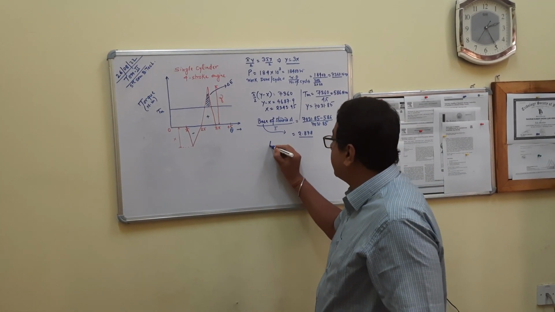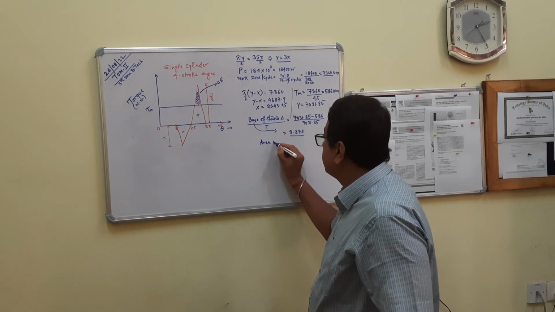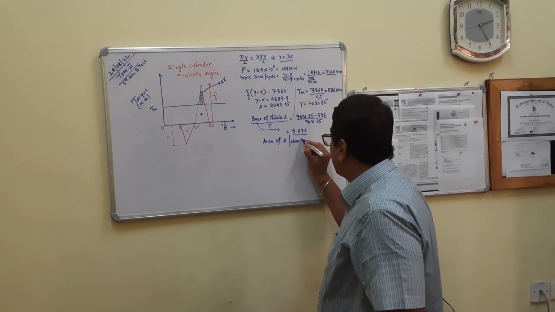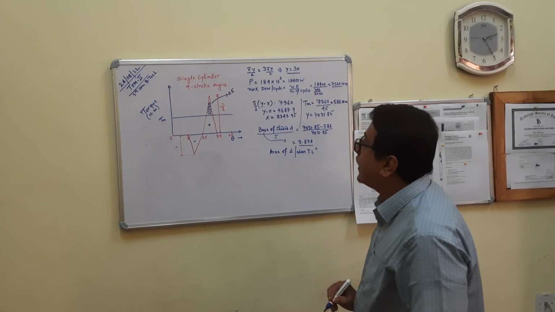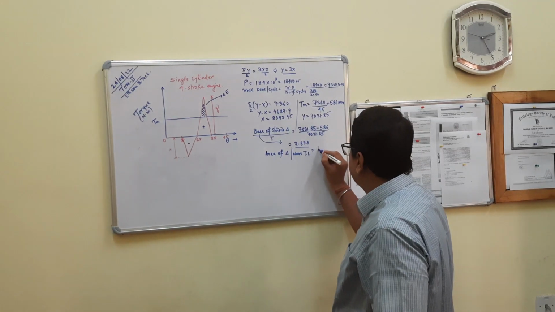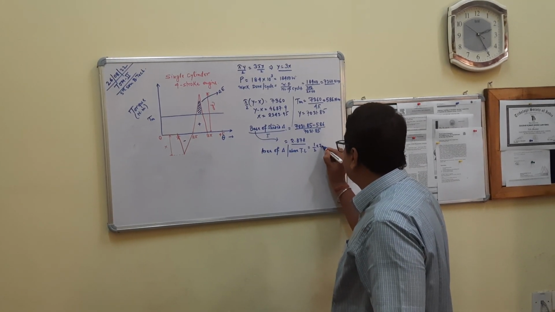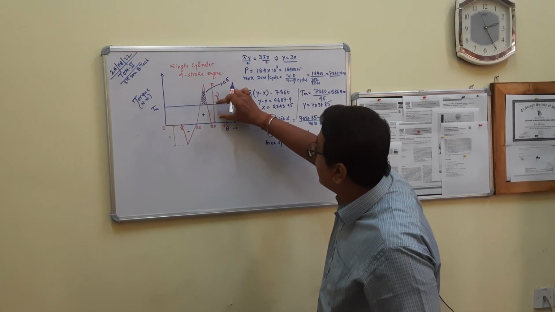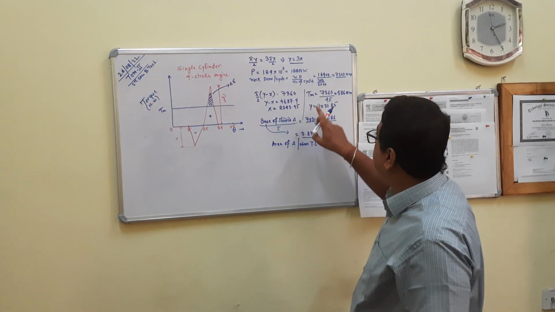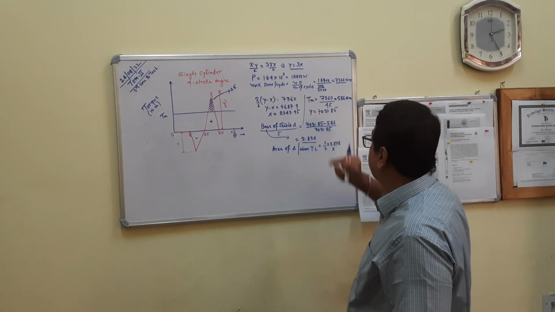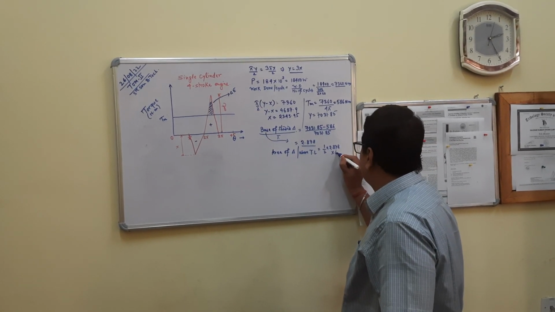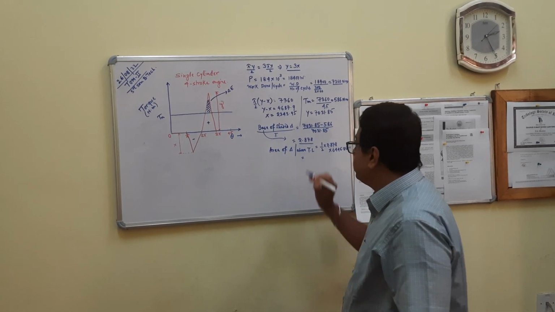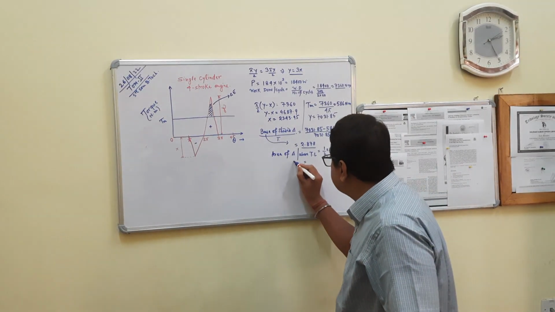So area of this triangle, area of the triangle above the dotted line Tm, is equal to half into base into height. So half into base is 2.878 and height is basically this height, which is total y minus this Tm. So that means it is 7031.85 minus 586, which is 6445.85. This is the area, or you can simply say it is delta E.